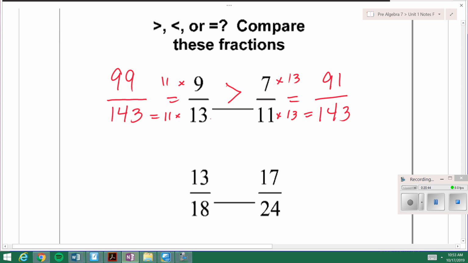And there's a little cheat hack that you can use. You can just diagonally multiply. 13 times 7 is 91. And 11 times 9 is 99. And it assumes that there must be a common denominator there.